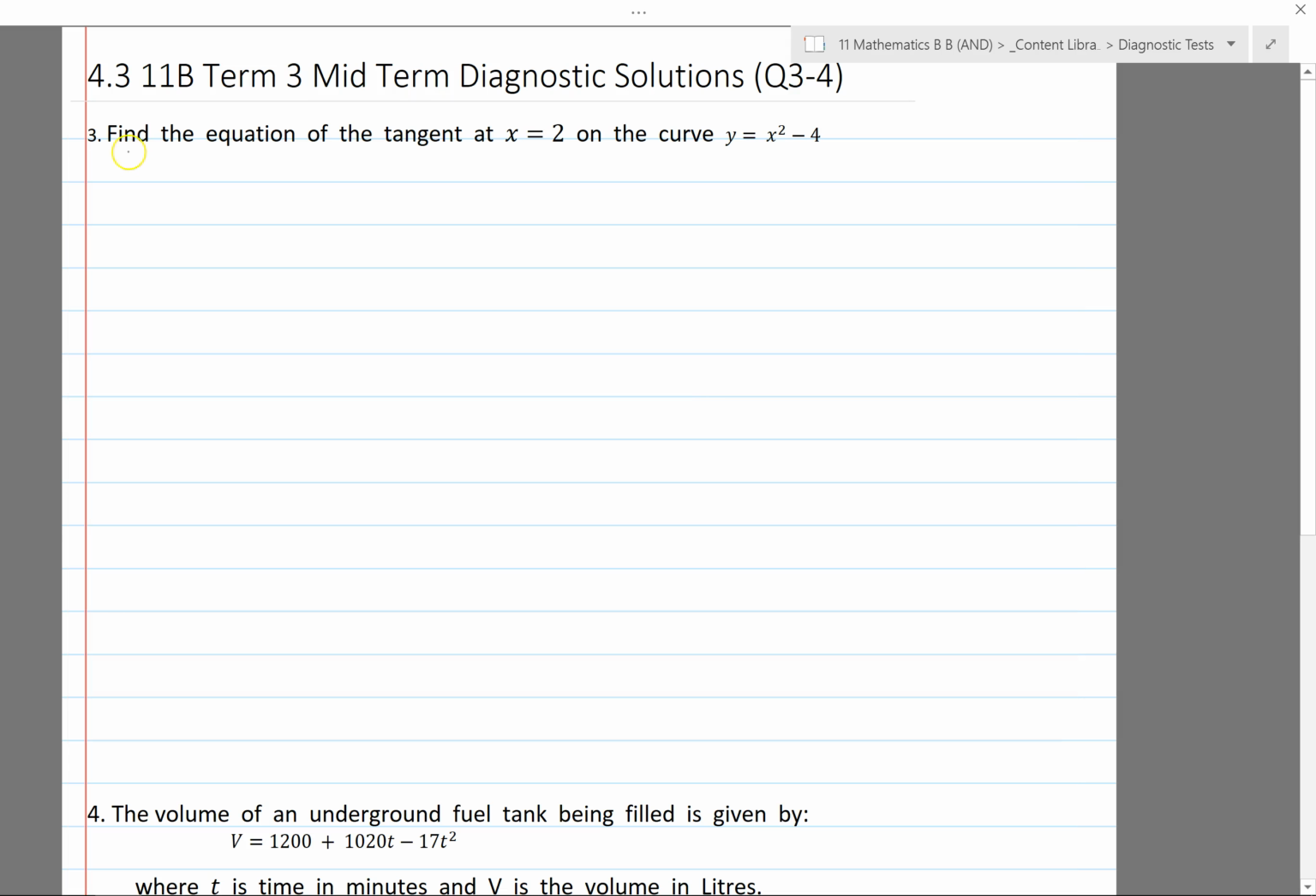Question 3, find the equation of the tangent at x equals 2 on this curve. I think I can do that. Okay, first of all, I need to find the gradient of the tangent. Okay, the way I'll do that is I'll find the general gradient, or the derivative. So I know that y dash would be 2x minus 4 is 0, so just 2x.